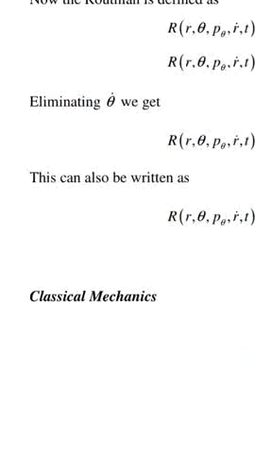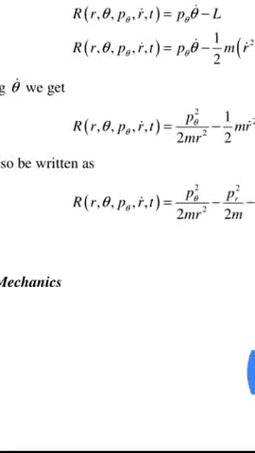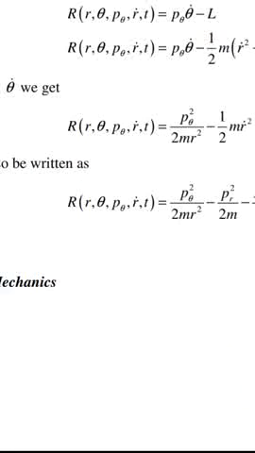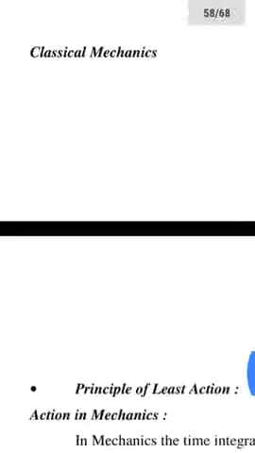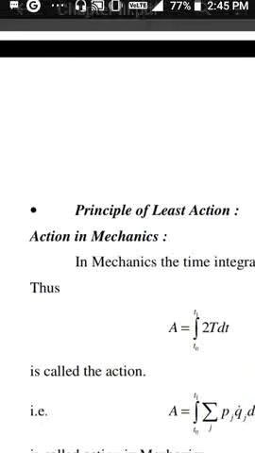This can also be written as R of r, theta, p theta, r dot is equal to p theta square divided by 2 m r square minus p r square divided by 2m plus k by r. And this is the solution to the problem.